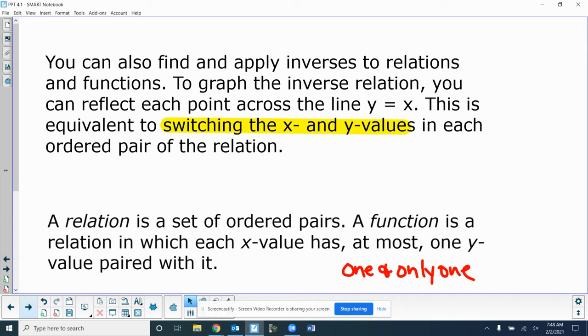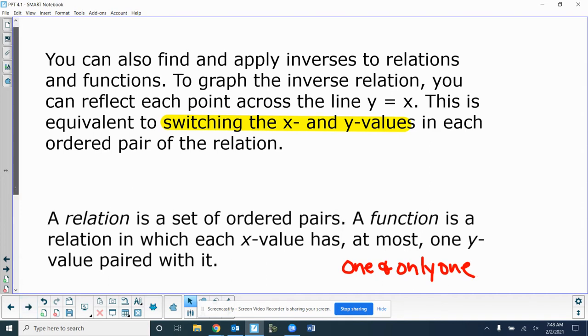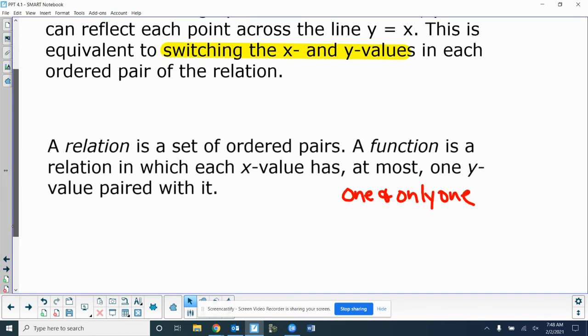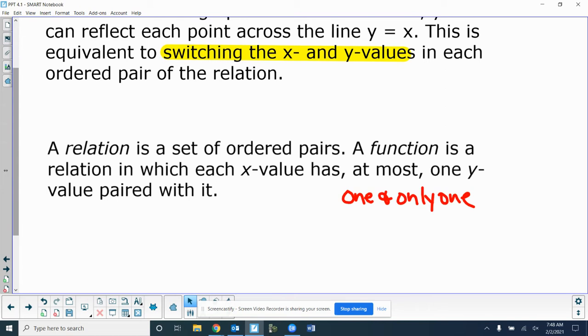To graph an inverse relation, you can reflect each point across the line y equals x. This is equivalent to switching the x and y values in each ordered pair of the relation. So that's basically all we're going to do, switch the x's and y's and solve for y. A relation is a set of ordered pairs. A function is a relation in which each x value has at most one y value paired with it, or I always say one and only one. For every x, there's one and only one y.